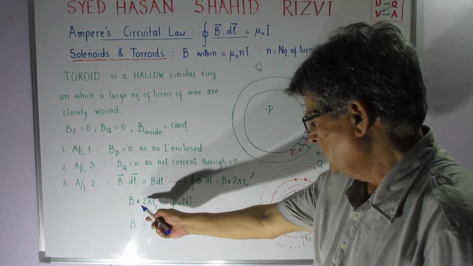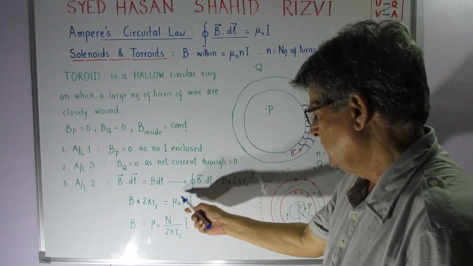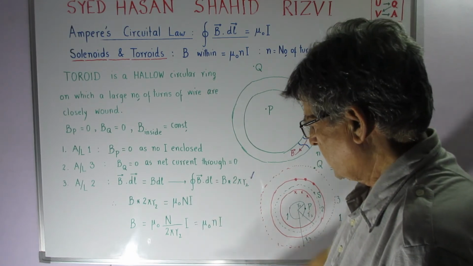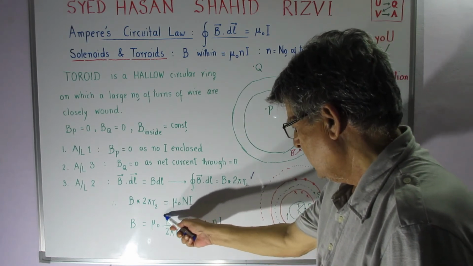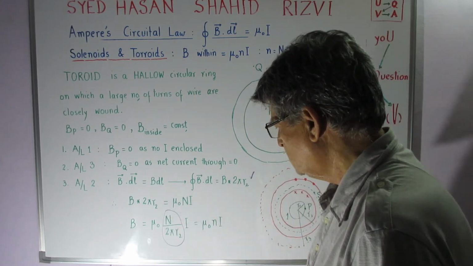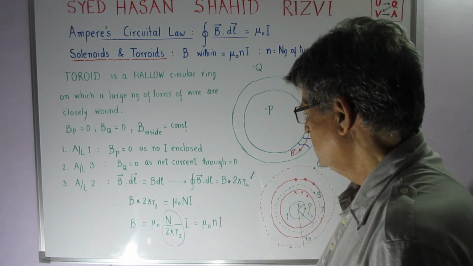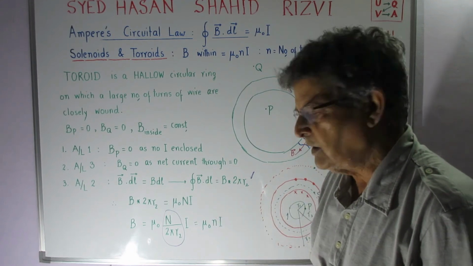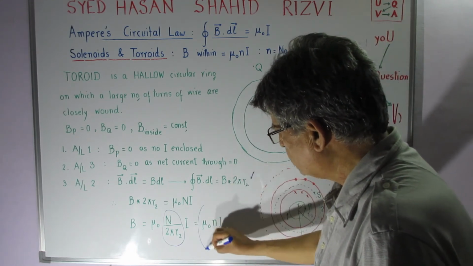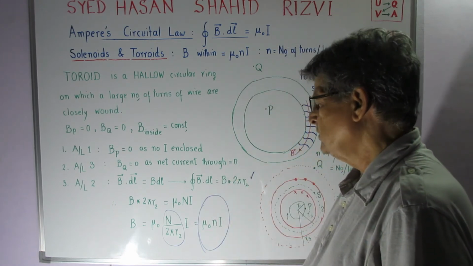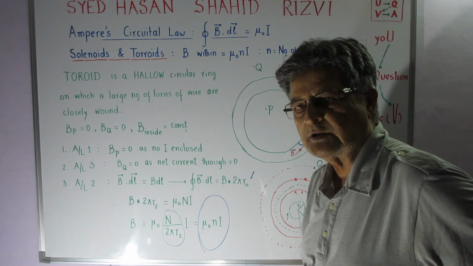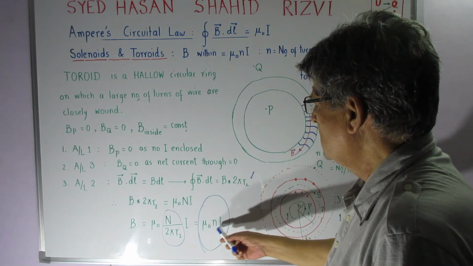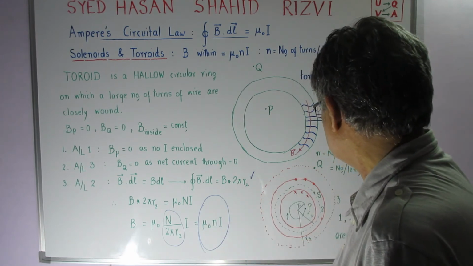So I can write B into 2πR2 is equal to μ0 into the total current, which is capital N into I. I can write B as μ0 N upon 2πR2 into I, where N upon 2πR2 is equal to small n, the number of turns per unit length. So we obtain the same relation, μ0 n I, which we obtain in the case of a straight solenoid. So for solenoid and toroid, the formula is the same, μ0 n I.